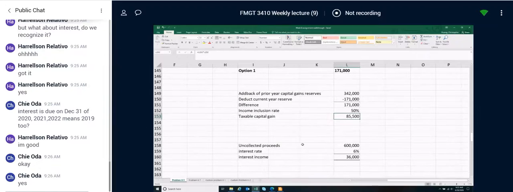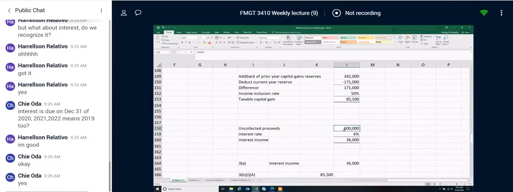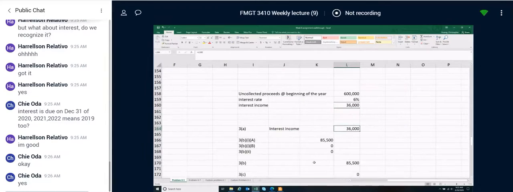Okay. Now at this point, again, you got another 300,000, but again, that was at the end of the year. So your uncollected proceeds at the beginning of the year, maybe I should put that in there to make that clear, right? Is 600. So 600 times 6%, your interest is 36,000 in 2021.